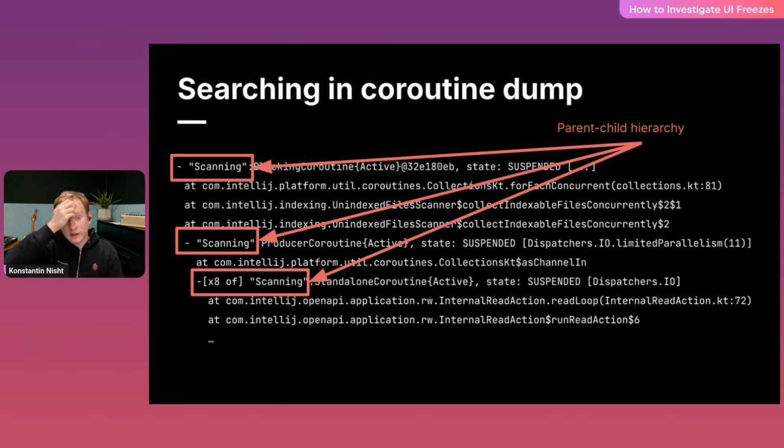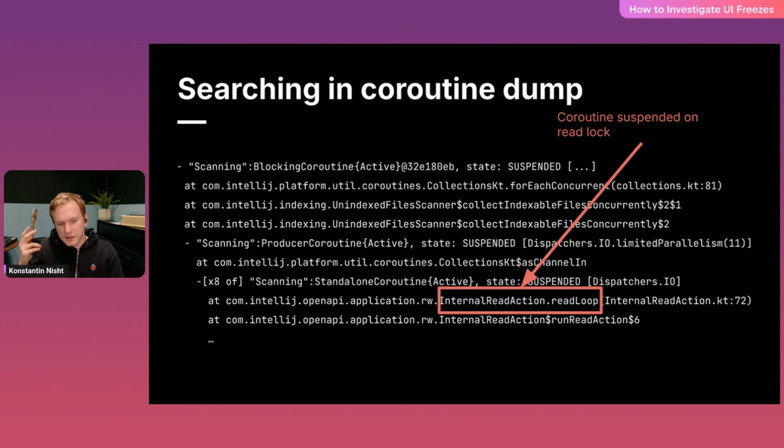It is visible here. And we have this x8 off. It's kind of a deduplication of identical coroutines. It means that we have 8 identical coroutines that are suspended on something. But what are they suspended on? We see here that they are suspended on a read action.